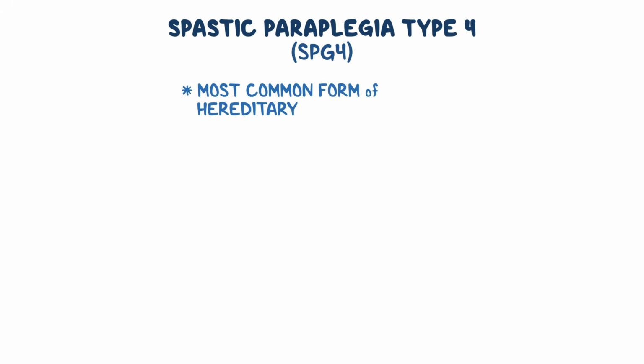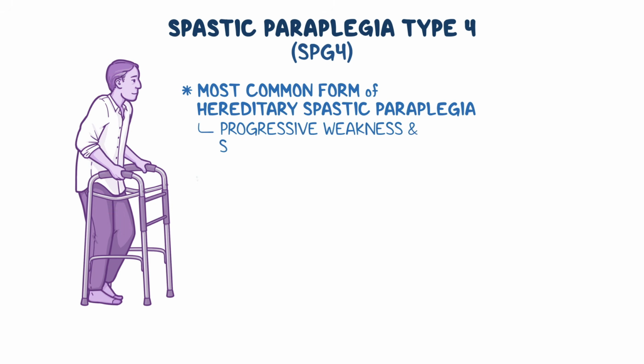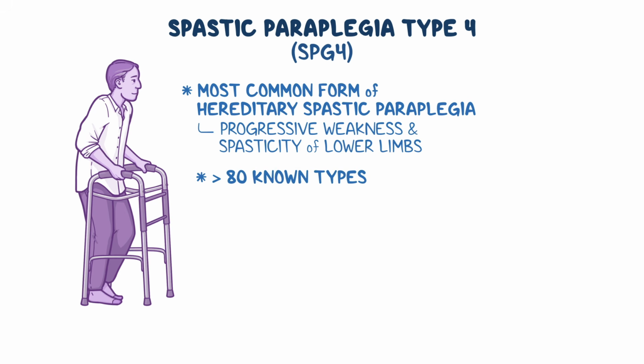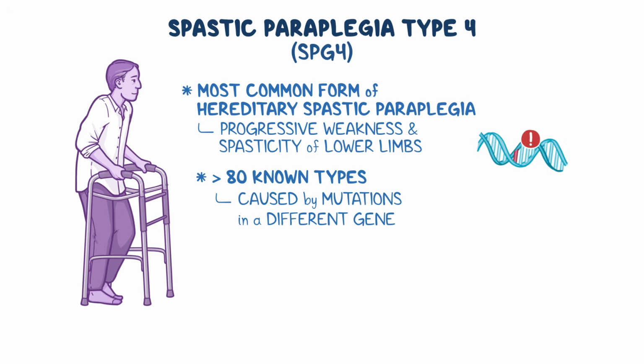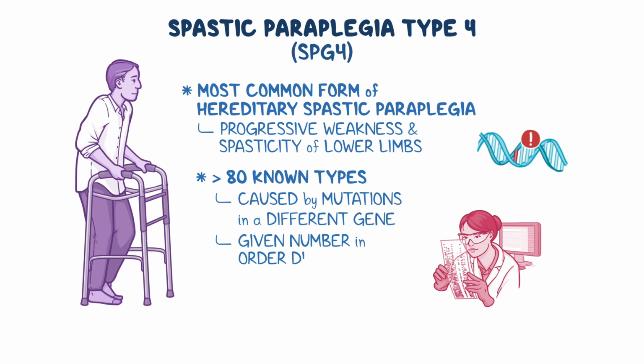Spastic paraplegia type 4, or SPG4 for short, is the most common form of hereditary spastic paraplegia, a group of genetic neurodegenerative disorders characterized by progressive weakness and spasticity of the lower limbs. There are over 80 known types of spastic paraplegia, each caused by mutations in a different gene, and each given a number in the order they were discovered.